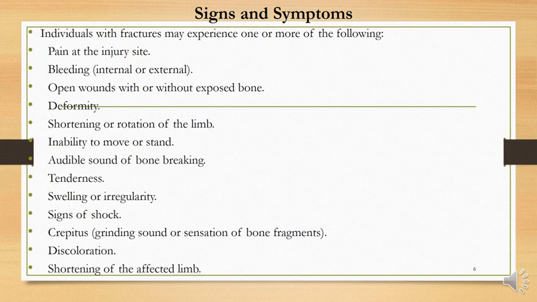So we have audible sound of the bone breaking. Tenderness of the bone, swelling or irregularity, signs of shock. Crepitus, that is grinding sound and sensation of the bone fragment. We also have discoloration and shortening of the affected limb, like one leg will be shorter than the other. This is all a result of fracture.